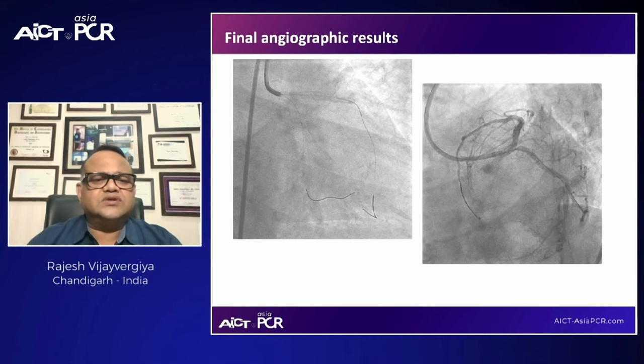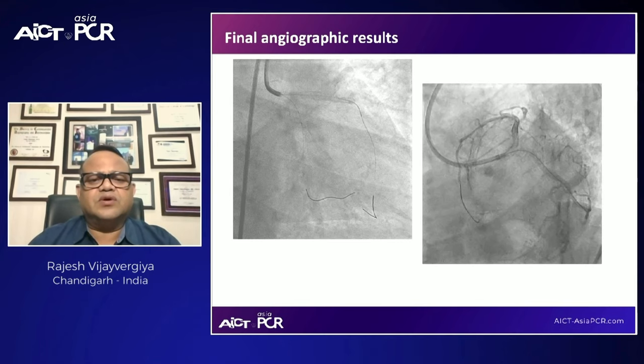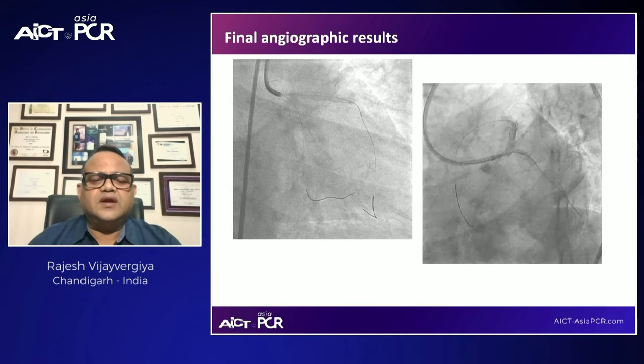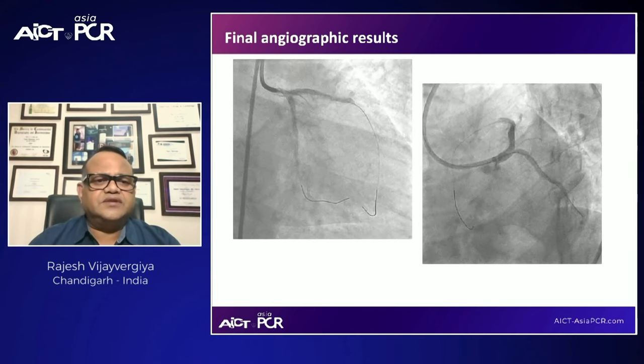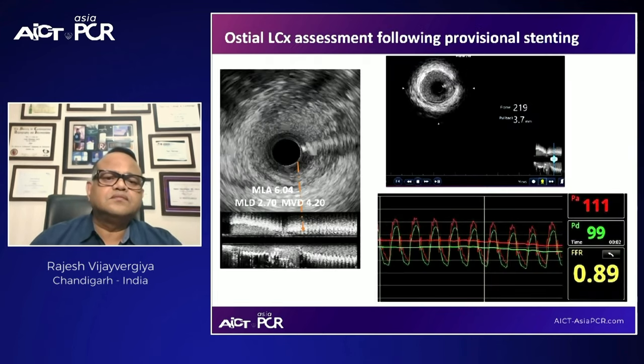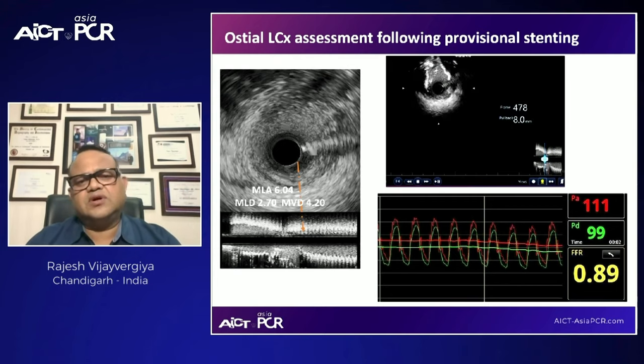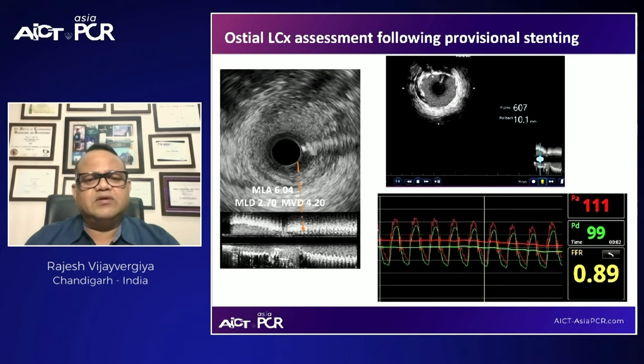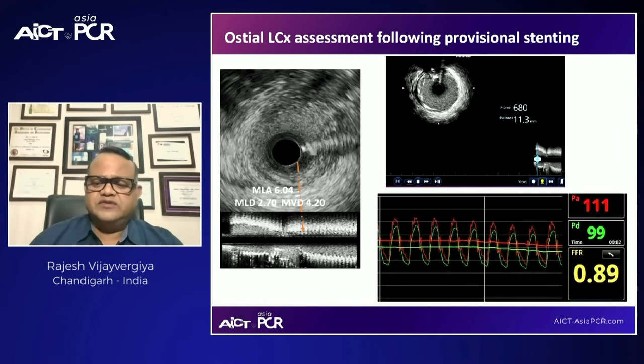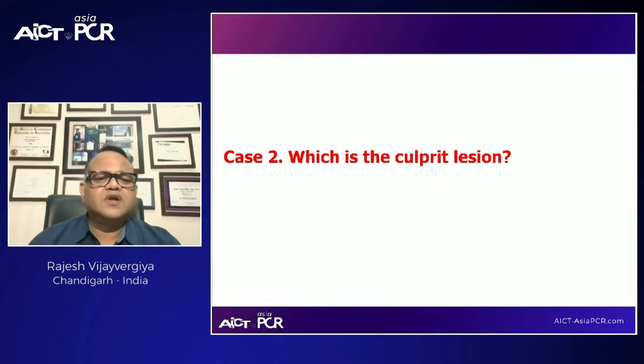across the left coronary system, which shows good flow. The ostial LCX is also fine angiographically. A reassessment of the ostial LCX showed an area of 6.04 millimeter square, and the IVUS run across the ostial LCX confirmed a good luminal area without any dissection, and the FFR performed across the LCX showed a value of 0.89, which is quite favorable.